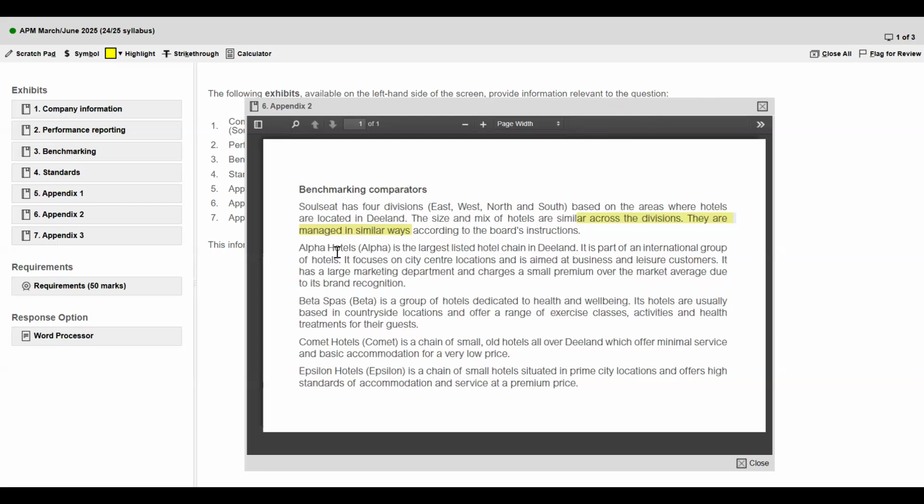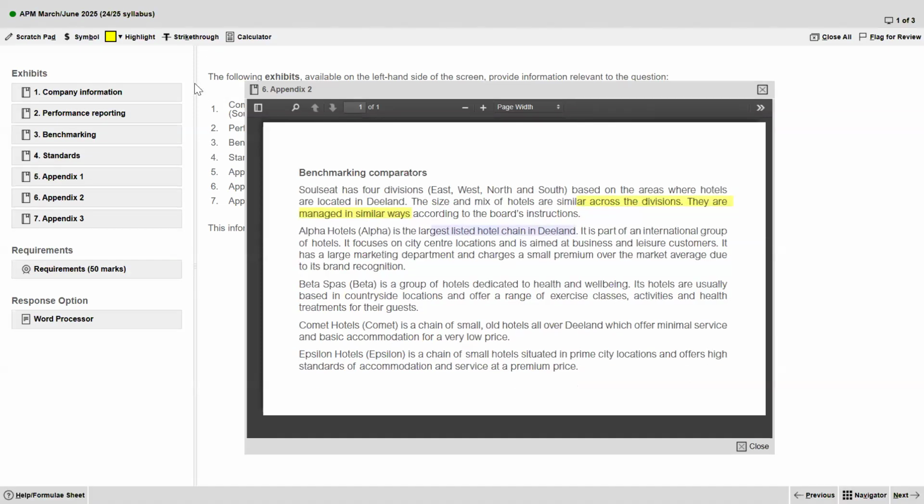Okay, now let's see. Alpha is the largest listed hotel chain in D-Land. It's part of an international group of hotels. It focuses on city center locations and is aimed at business and leisure customers. It has a large marketing department and charges a small premium over the market average due to its brand recognition.